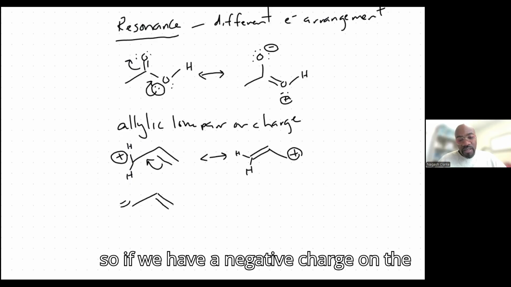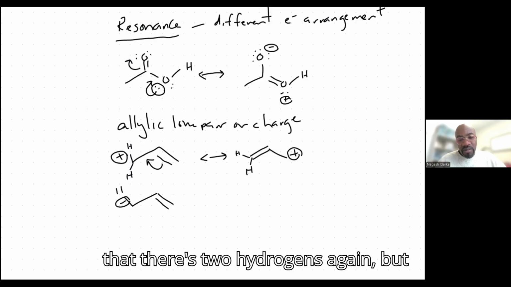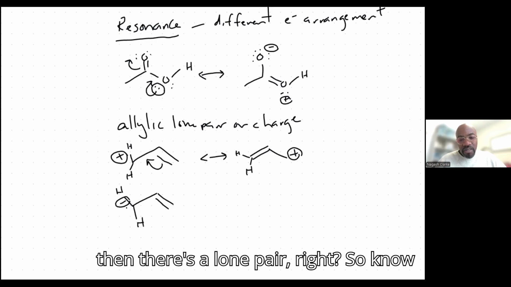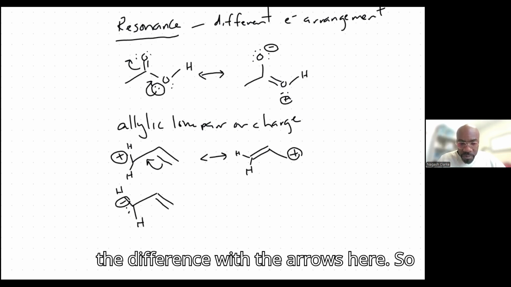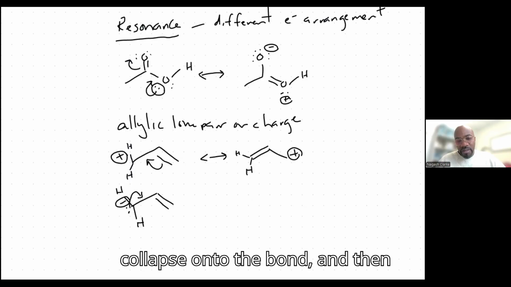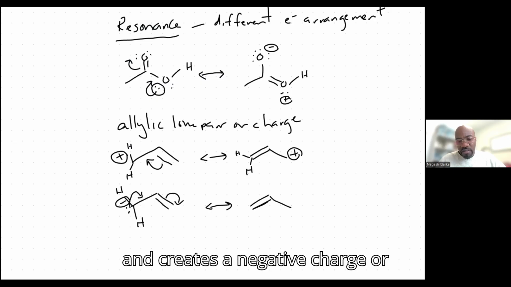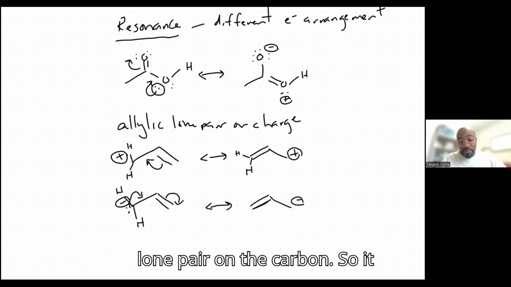So if we have a negative charge on the carbon, this implies that there's 2 hydrogens again, but then there's a lone pair. Right? So note the difference with the arrows here. My arrow is going to start on the lone pair, collapse onto the bond, and then this double bond is going to break and create a negative charge or lone pair on the carbon.